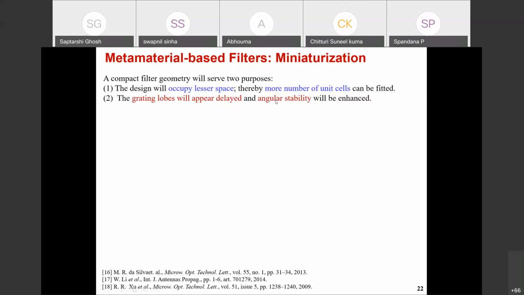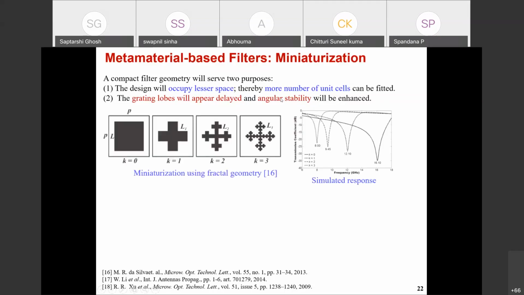How can you go for the miniaturization? Different techniques are used for miniaturization. One option you can use is the fractal geometry. You can increase the order of the fractal from k equal to 0 to 1, 2, etc. Then the frequency is reduced from 16 to 8 gigahertz. So here you see the unit cell geometry is constant in size, but the frequency has been reduced.